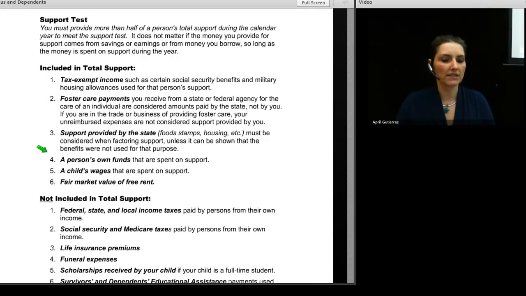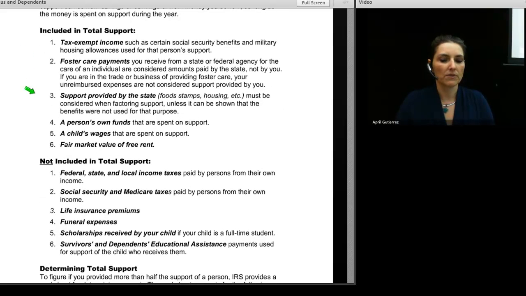Next, we have the support test. You must provide more than half of a person's total support during the calendar year to meet the support test. It does not matter if the money you provide for support comes from savings or earnings or from money that you borrow, so long as the money is spent on support during the year.